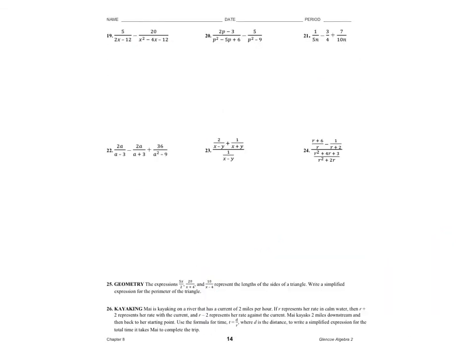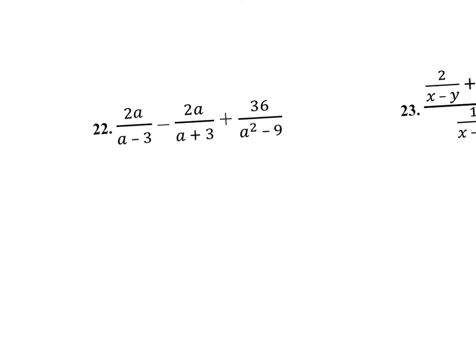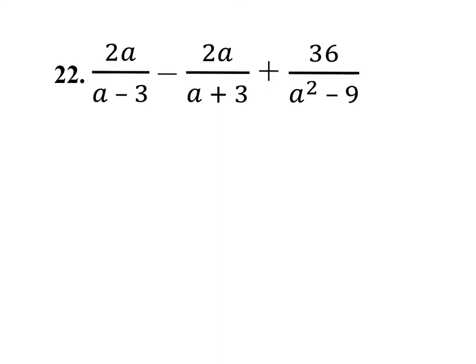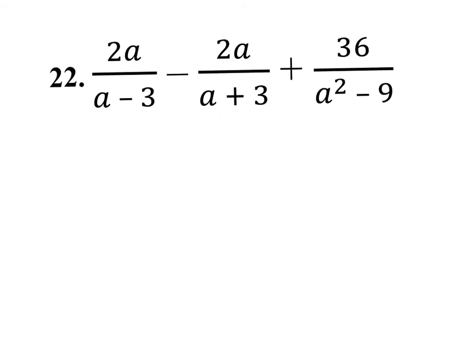So looking at the second page here, let's do number 22. Okay, so when we look at all three denominators, we have the a minus 3, a plus 3, and a squared minus 9. Can't factor that, can't factor that. This you could factor, so let's rewrite this guy as the difference of two squares, which would be a with a 3, a with a 3, of course one plus, one minus.